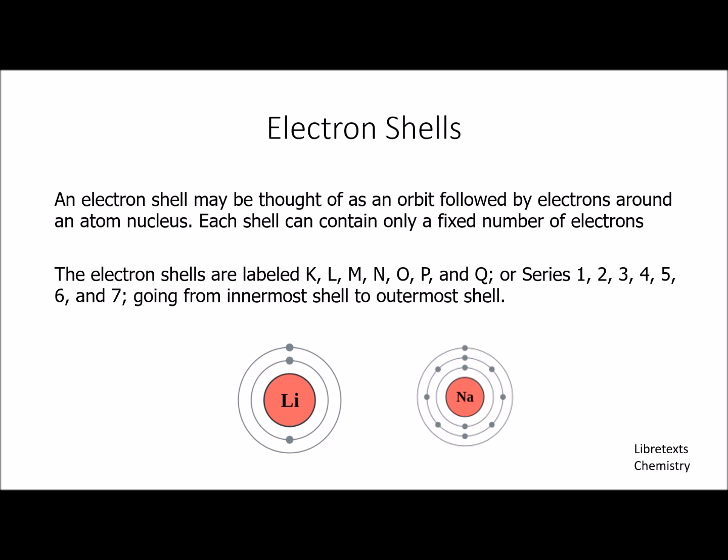So electron shells. An electron shell can be thought of as an orbit of electrons around an atomic nucleus. Each shell, though, can only hold a fixed number of electrons, and the shells, just arbitrarily, have been labeled K, L, M, N, O, P, and Q, or series 1 through 7, going from the innermost shell to the outermost shell. These shells do not necessarily always follow the rule that the innermost shells have got to be filled up first before the outermost shell. It's a little bit more complex than that, but that's a topic for another video.